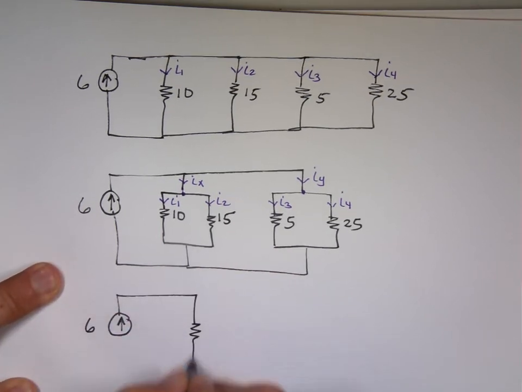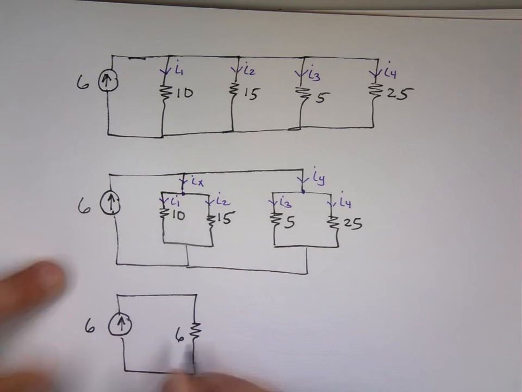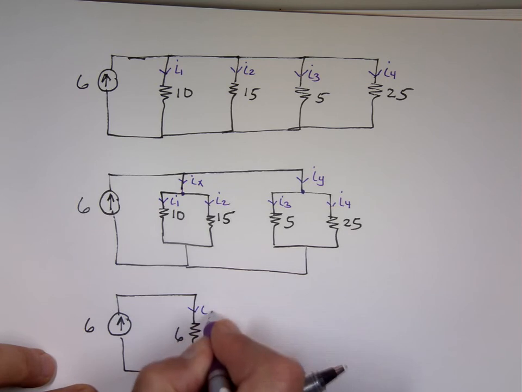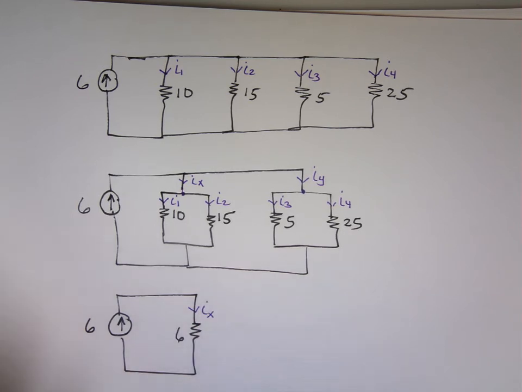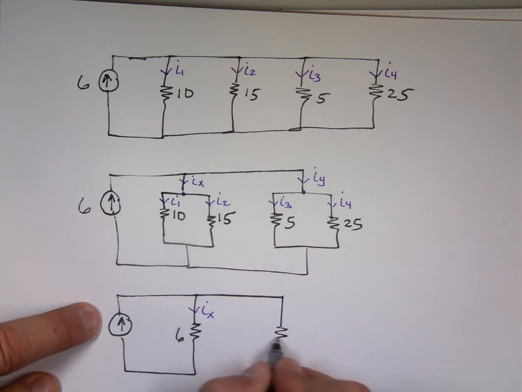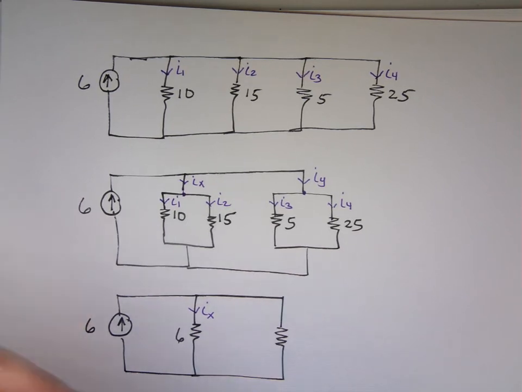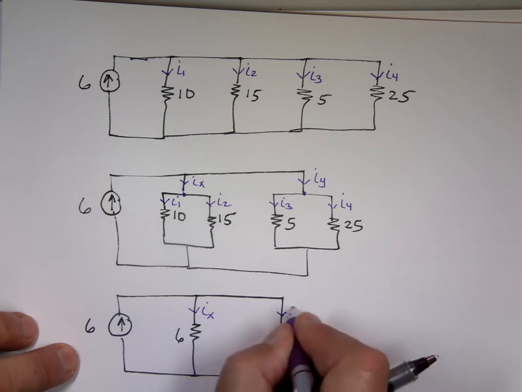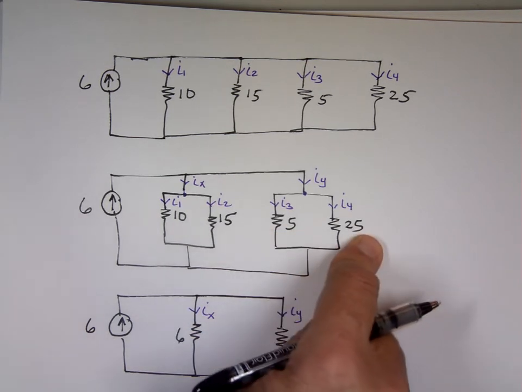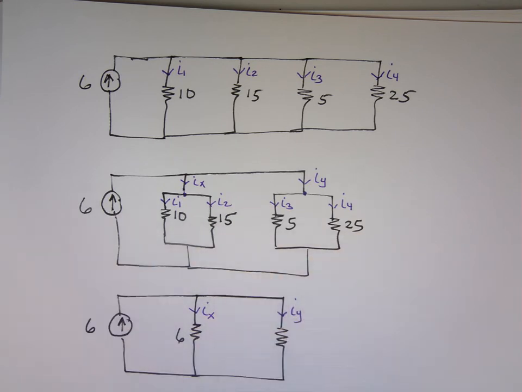That's 6. And this is I sub x now. Good job choosing these numbers. I don't know if you planned it that way. How about that one? This is I sub y. 5 times 25 is what? 125 divided by 30, the sum of them, the product over the sum. 4.16.